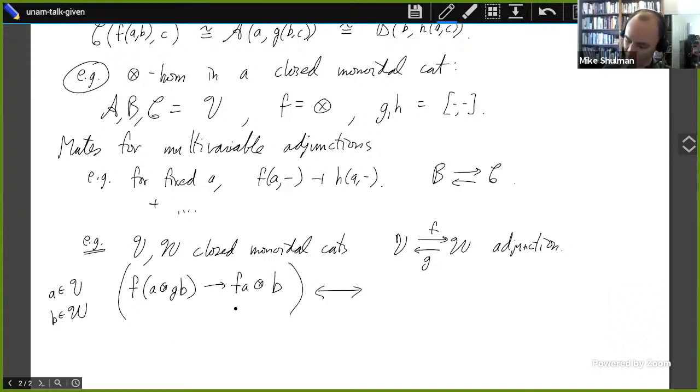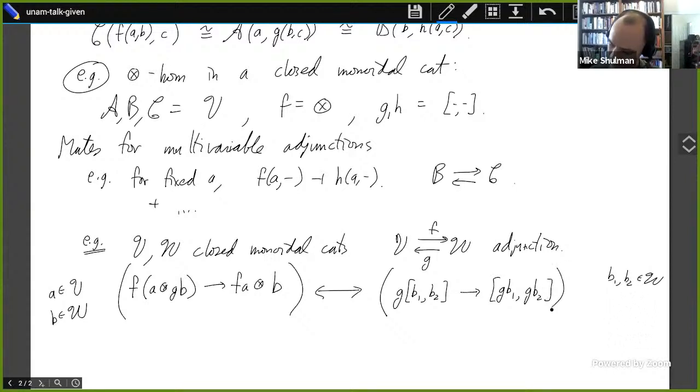And the mates correspondence, if you sort of flip things around here, it turns out that a map like that is equivalent to a map that compares G acting on internal Homs. So if I have two objects, B1 and B2 in W, then I can take their internal Hom and apply G to that, and then I get an object of V, or I can apply G to them separately and take their internal Hom in V, and I can ask for there to be a comparison map there. And so there's actually a bijection between comparison maps of this kind and comparison maps of that kind, and that's given by a mates correspondence.